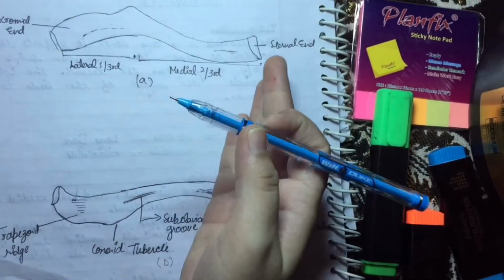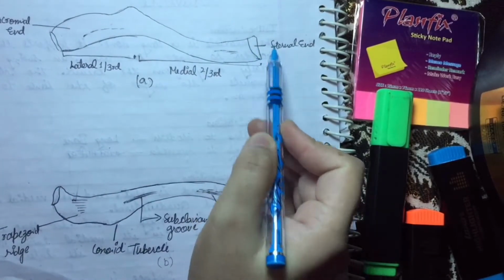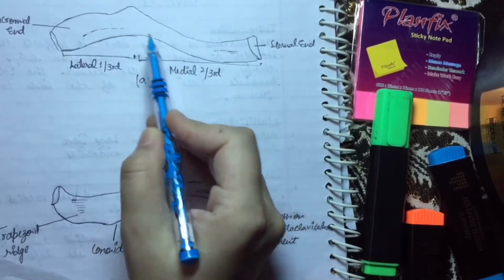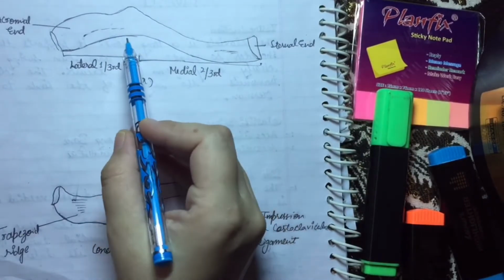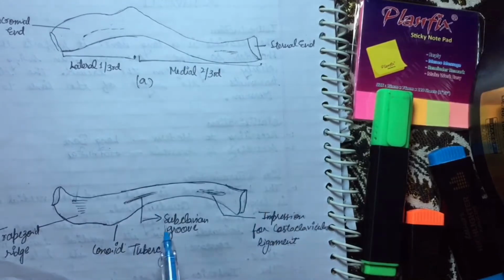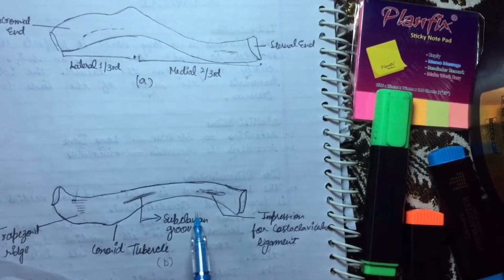Now we talk about the side determination. The lateral end is flat and the medial end is large and quadrilateral. The shaft is slightly curved so that it is convex forward in its lateral one third. The inferior surface is grooved longitudinally in its middle one third. That is called the subclavian groove.